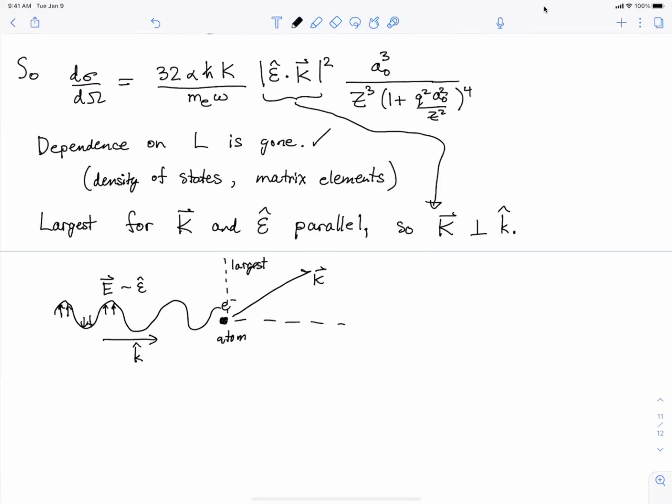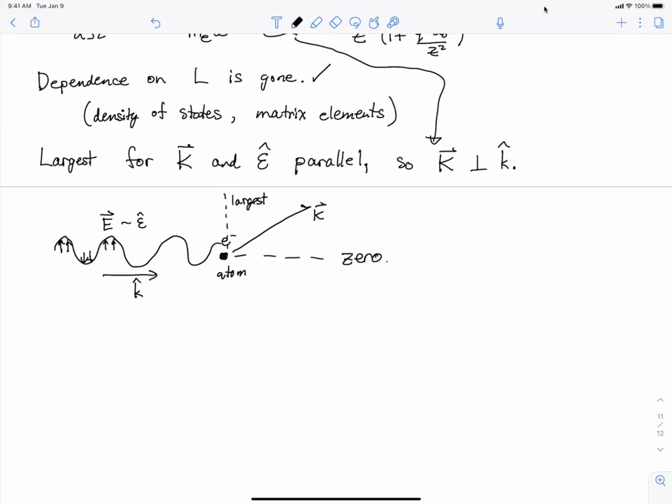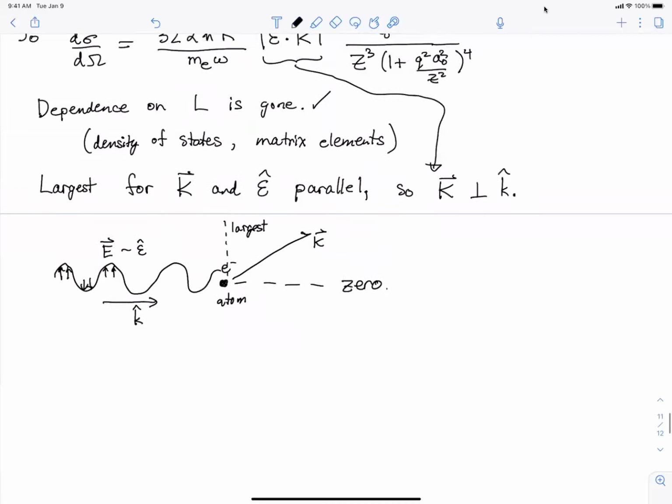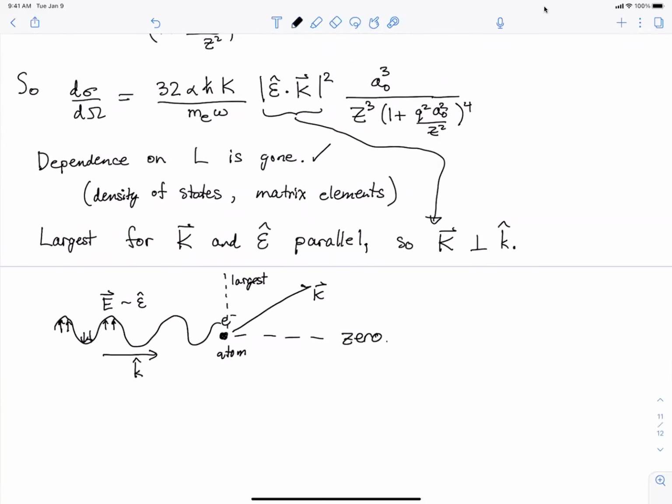Okay, and so it's actually smallest. In fact, it vanishes. Maybe I shouldn't say smallest, I should say 0. It's 0 in the forward direction. There's no chance that the electron will come out the same direction that the photon coming in, just because the electric field is perpendicular to that direction. Okay, any questions on this formula so far? Because basically we've worked out now the formula for the photoelectric effect. And so the rest of today is just looking at a little bit of the details of this formula.